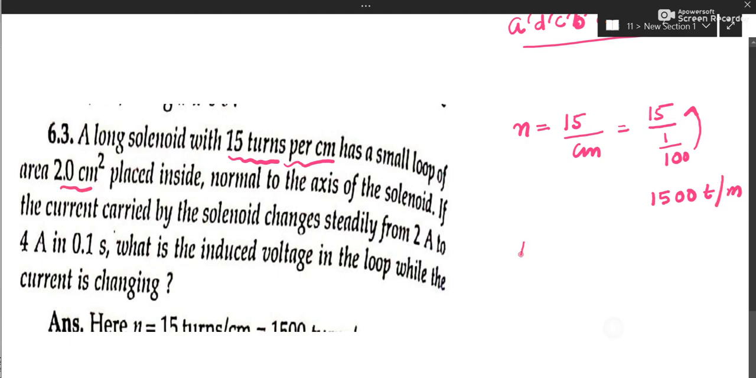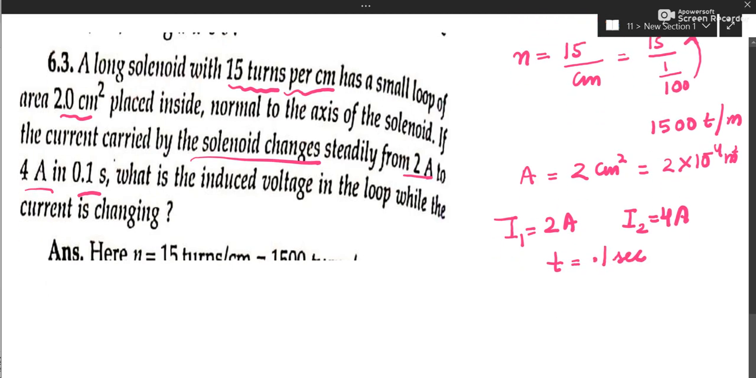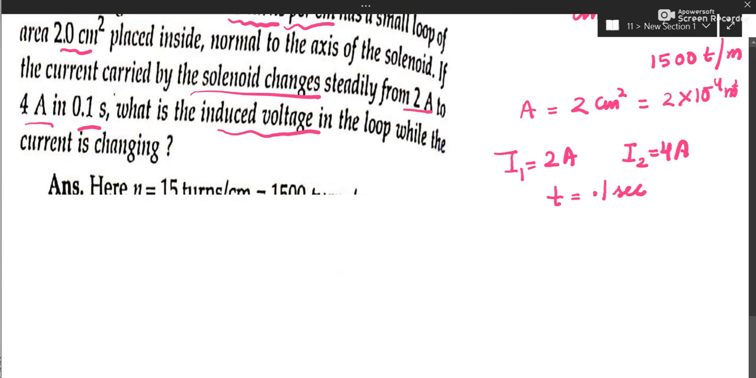This is area of cross section, 2 centimeter square. We'll convert into SI unit. So 2 into 1 by 100 into 1 by 100, that is 2 into 10 to the power minus 4 meter square. The current changes from 2 ampere to 4 ampere. So initial current is 2 ampere. Final current is 4 amperes. And time has been given as 0.1 second. We'll have to find out induced voltage.